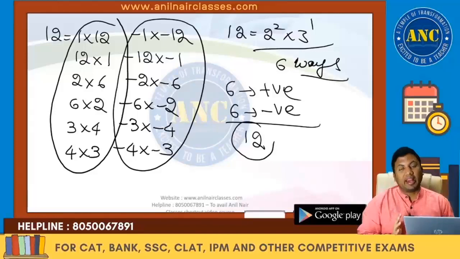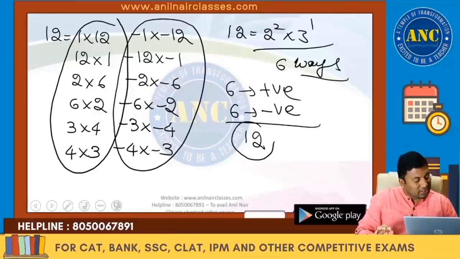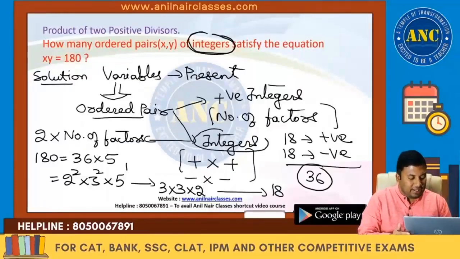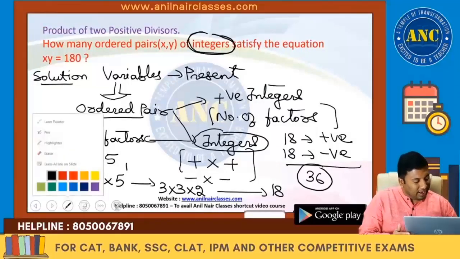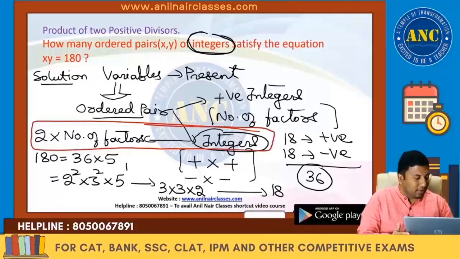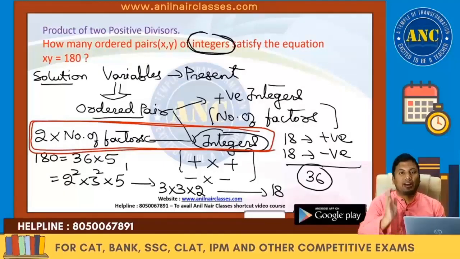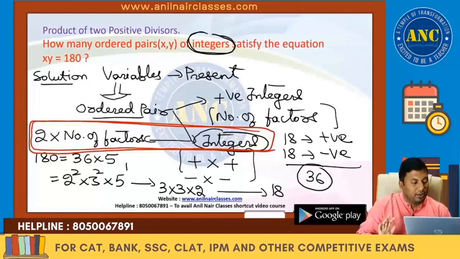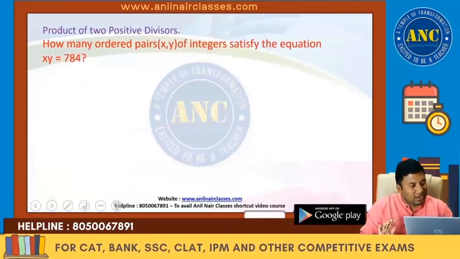Be very, very careful. Read the question twice. Otherwise, you might end up making a silly mistake. I will highlight this point. If it is integers, I will get 2 times the number of factors. I hope the point is very clear. There is a difference between positive integer and integer. Integer is not only positive but also negative, right? Anyway, the 0 case is not taken.